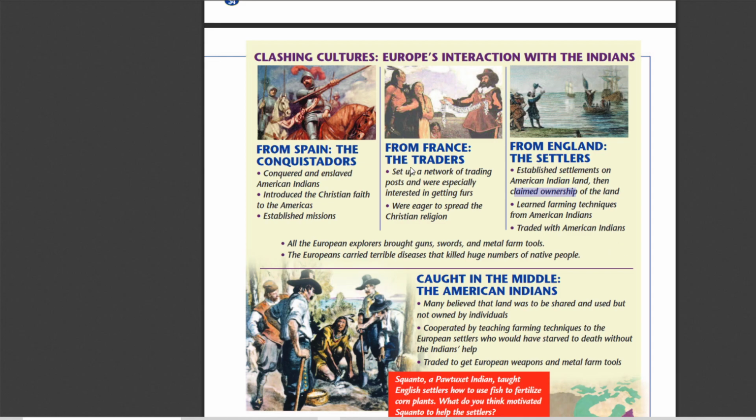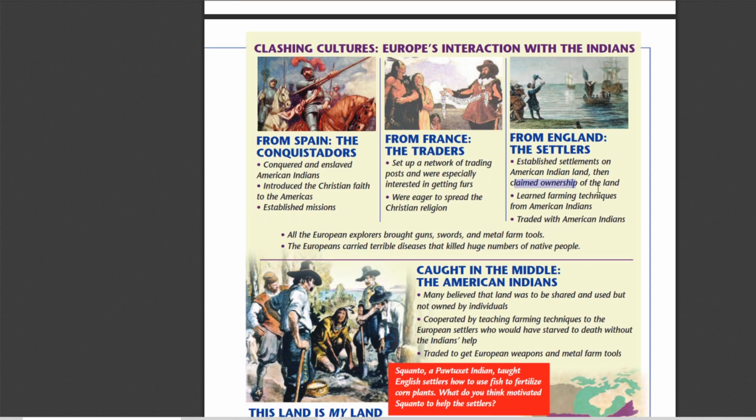So it wasn't the type of conflict where, like the Spanish, they would just come in and beat them up. They would come in and establish their settlements and kind of cordon off the Indians from their land, and then the Indians would not like that, and of course the conflict would come in there. Whereas they didn't have that problem with the French.